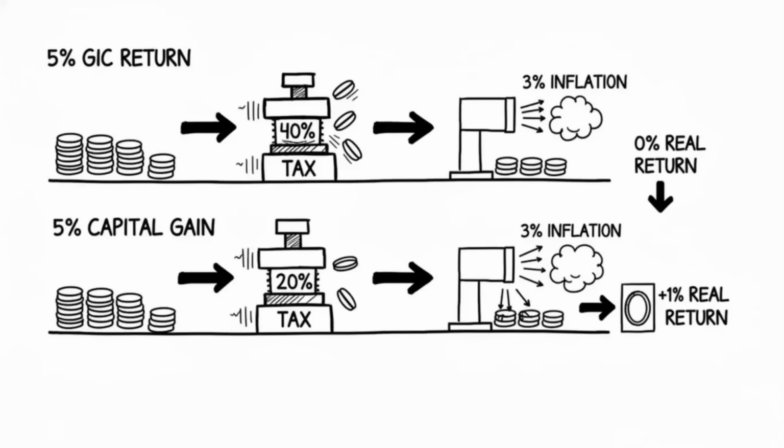Compare that to a capital gain. If you make a 5% profit selling a stock, only half is taxable. At a 40% bracket, you only lose 20% to tax. Your net return is 4%. Minus 3% inflation, you still have a 1% real positive return.